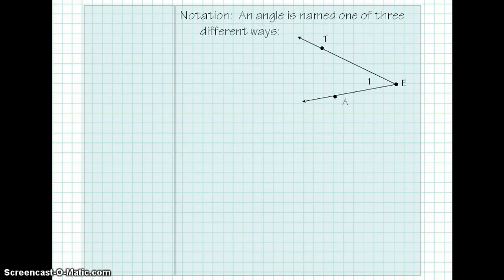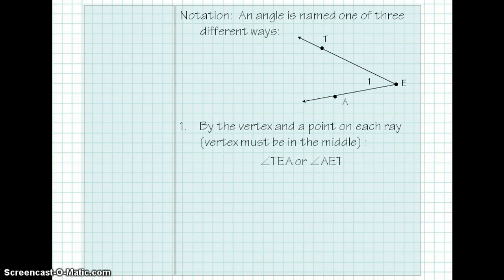Now when we talk about angles, just as there were certain things we had to do for lines, there are three different ways that we can name them. The first way is by the vertex and a point on each ray, and the vertex must be in the middle letter. Basically, as you follow the points around the angle, you're going from one ray to a vertex to another ray. So this angle here would be named either angle TEA or angle AET.